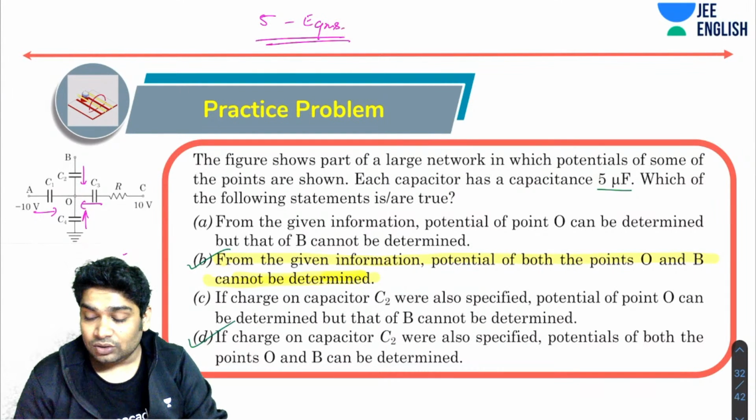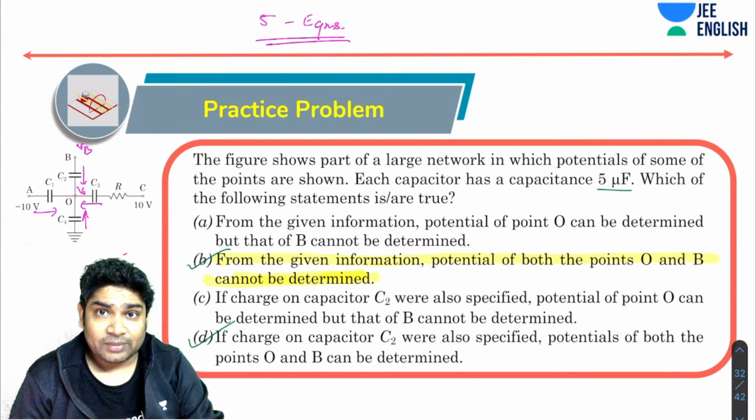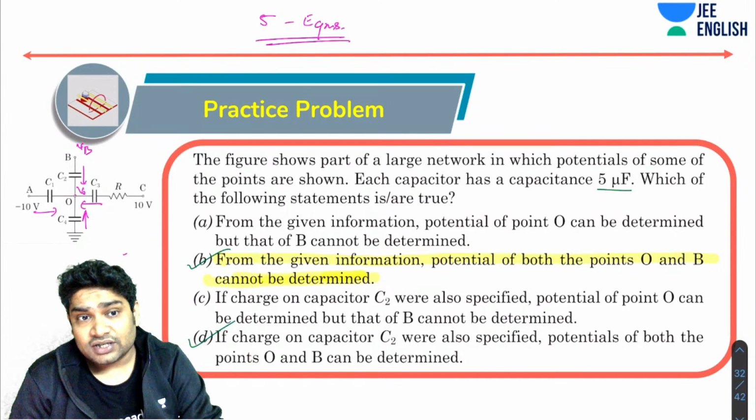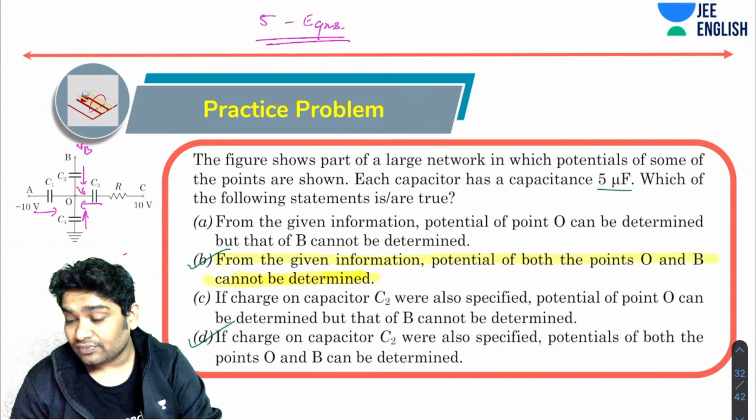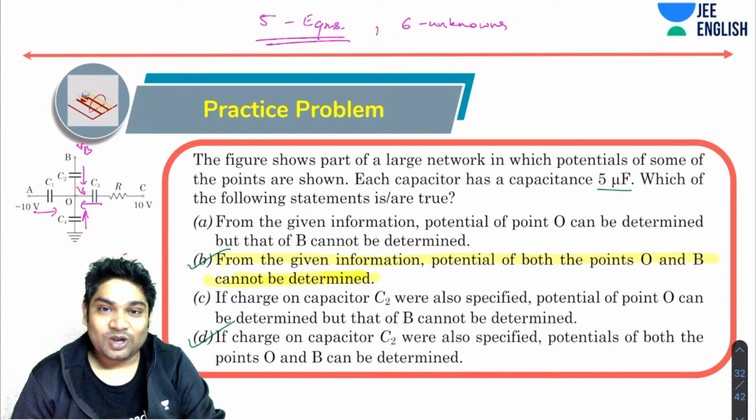And how many unknowns? You don't know the potential here. You don't know the potential here. You don't know the charges on the 4 capacitors. So 6 unknowns. Since you can only write 5 equations and you have 6 unknowns, no unknown can be found. That's it. That is all you have to think about.